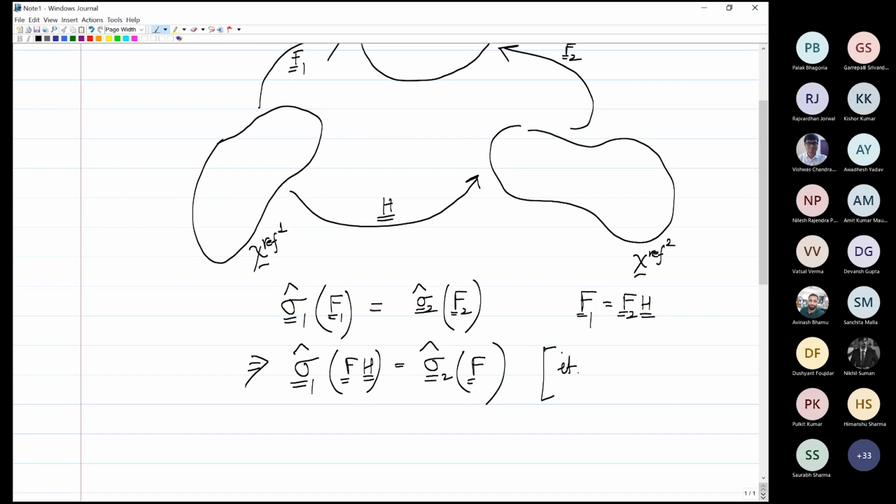We'll say that it holds for all F such that det F is greater than 0, because F corresponds to a continuum mechanics deformation. But for H, the only restriction was that its determinant is not equal to 0, because H did not correspond to any continuum mechanics deformation. It's just two reference configurations which you chose arbitrarily, and they need not be realized through any continuum mechanics deformation. So all that we want is that the determinant of H is not equal to 0.